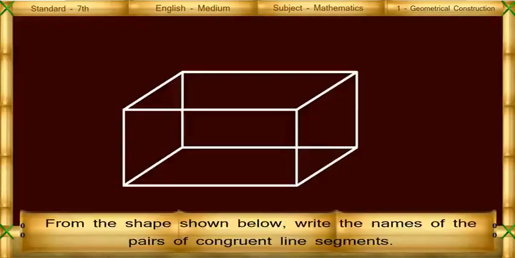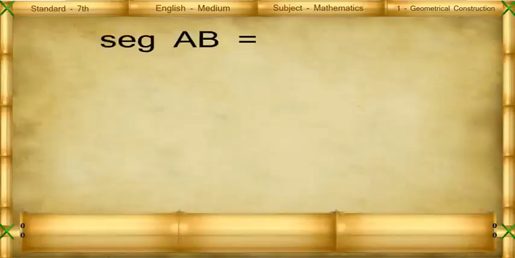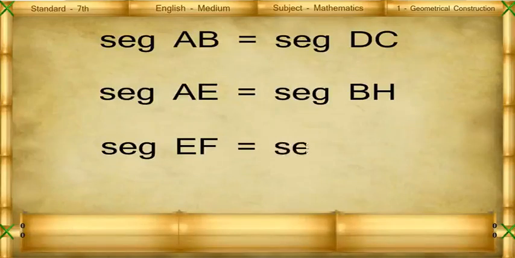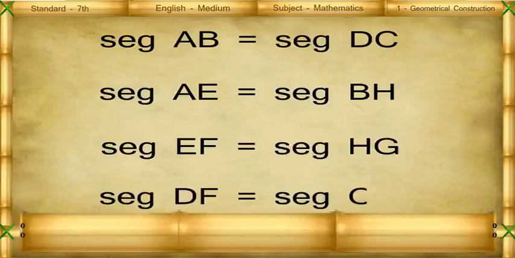Activity 2. From the shape shown below, write the names of the pairs of congruent line segments. Segment AB is equal to segment BC. Segment AE is equal to segment BH. Segment EF is equal to segment HG. Segment DF is equal to segment CG.